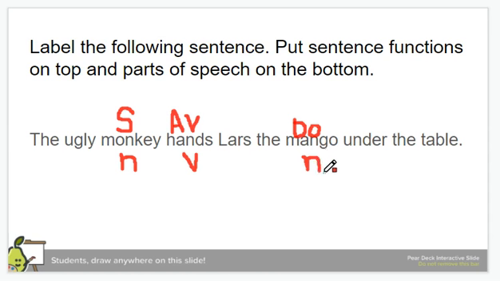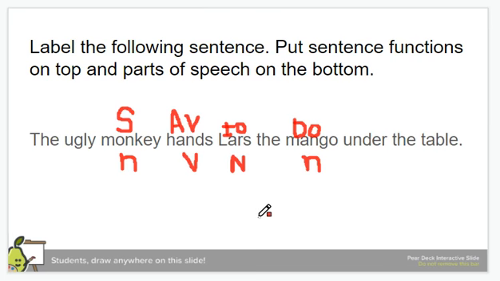Okay, now do we have an indirect object here? Is there anything that's receiving the mango? We do, right? Sorry, right here with Lars. So that's our little indirect object. And Lars is a noun. Proper noun, right? Capital letter, person's name.